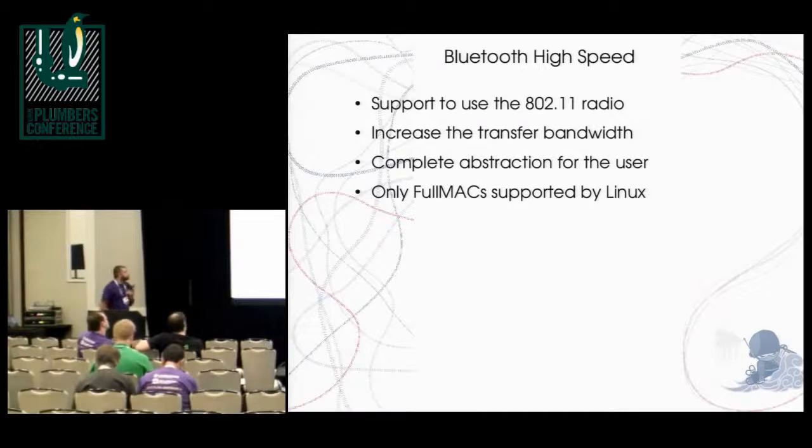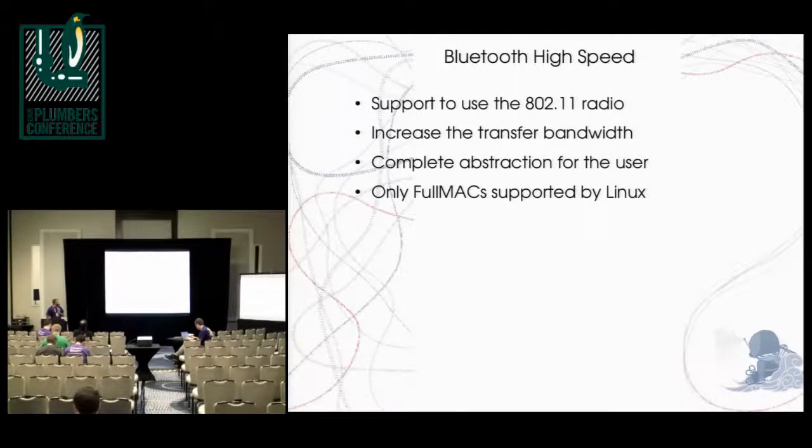And another thing that could be useful in cars is High Speed. It's basically a way to transport Bluetooth data over the Wi-Fi radio. If your system needs more bandwidth, you can transparently move to another radio and go from Bluetooth to Wi-Fi and get a much higher transfer bandwidth. It's completely abstracted for the user. It goes automatically if you set the proper settings in the kernel. It's a good thing to do if you need more bandwidth. Not sure if it's going to be really used in cars. Depends on the automakers. And we only support it for Linux. Any profile that runs over L2CAP, it's transparent. You just need to set some configurations in the kernel.